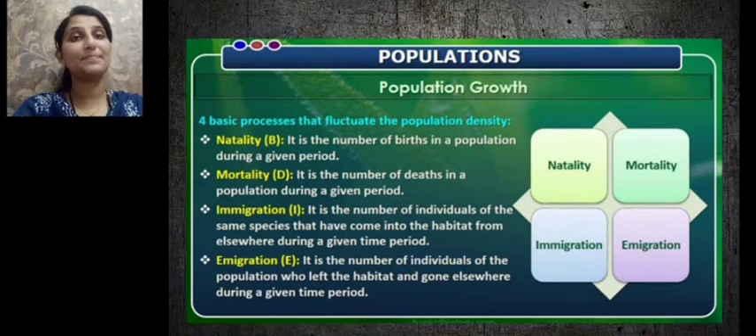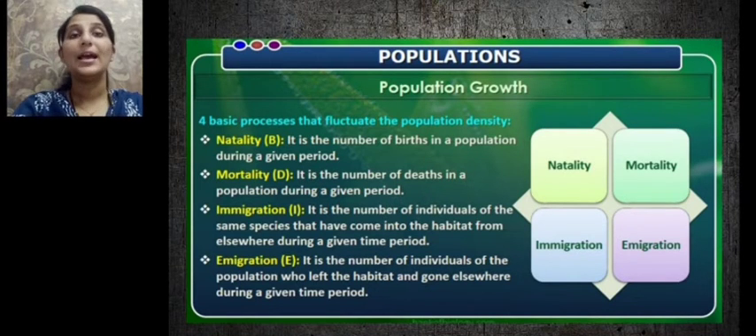Natality is represented by B. B means the number of births in a population during a given period. During a given period, how many births have taken place in a particular population is called natality. Whereas mortality, which is represented as the capital letter D, is the number of deaths in a population during a given period.